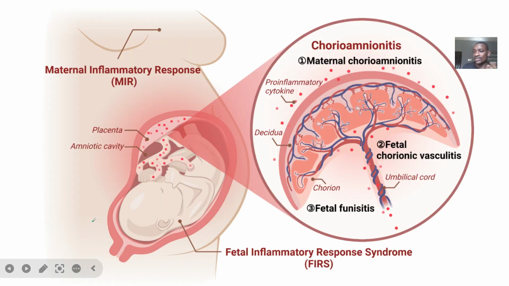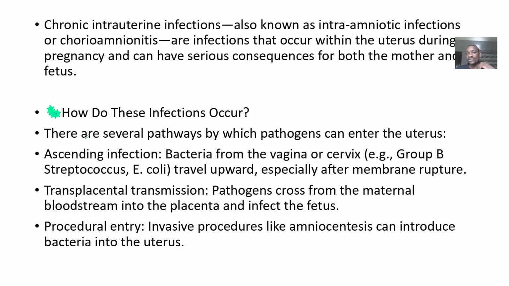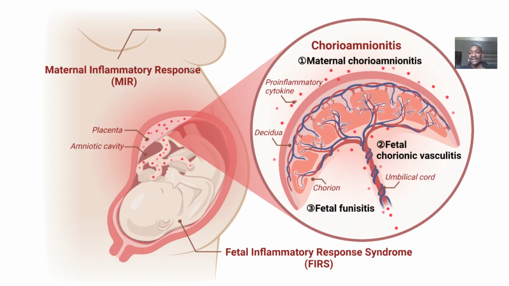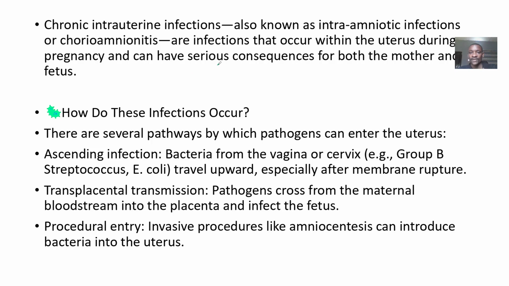Alright, so the chronic one is mostly inflammation of the chorion, the chorion blood vessels. There could be an infection, and this could actually lead to the inflammation of this part of the body. So chronic intrauterine infections is also known as intra-amniotic infections or chorioamnionitis. So this infection is when a woman is pregnant, and it will have effect on the baby, it will have effect on the mother.